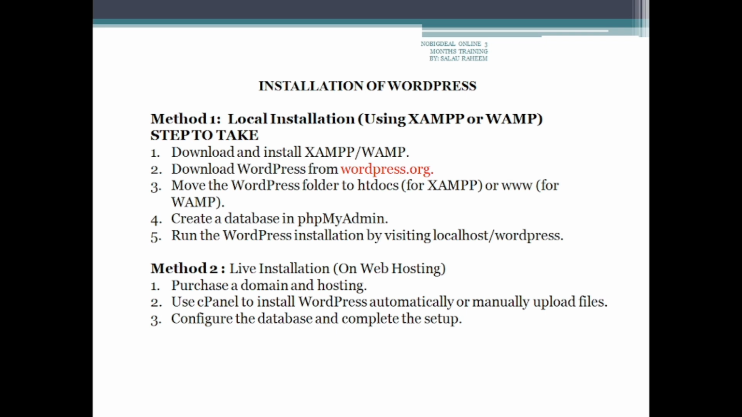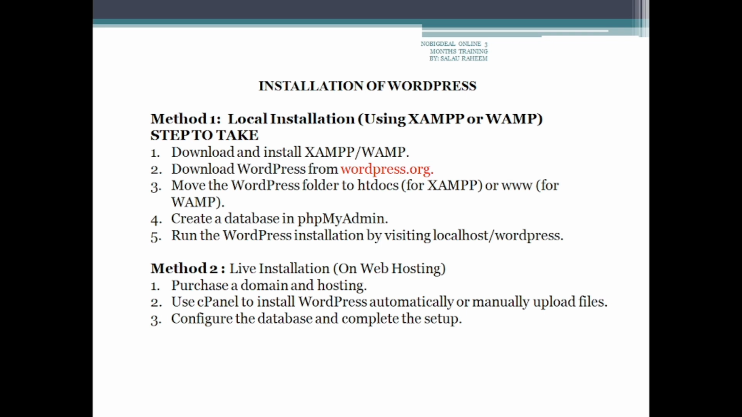Then when you are good at it, you can now build your own website on live hosting. So let's look at these steps. The first step, we need to download two things. Either you pick WAMP or XAMPP. Then you now download another thing, which is WordPress itself. You download XAMPP. Then you now download WordPress.